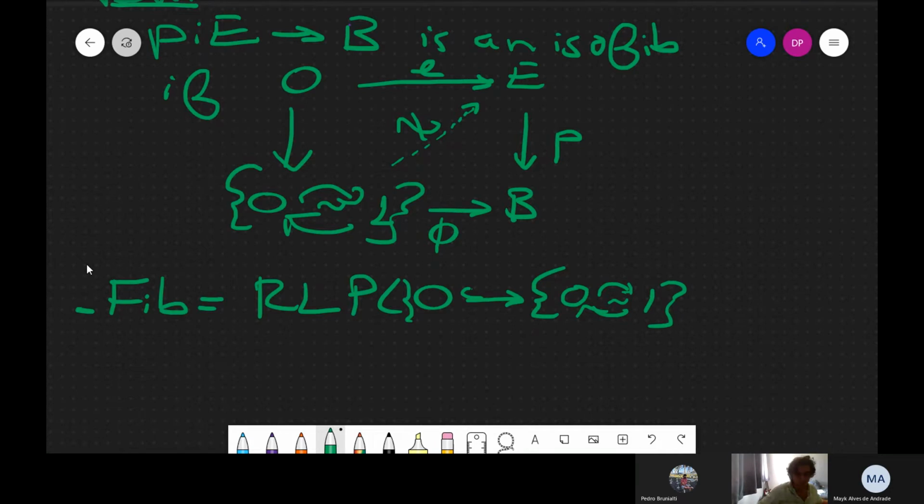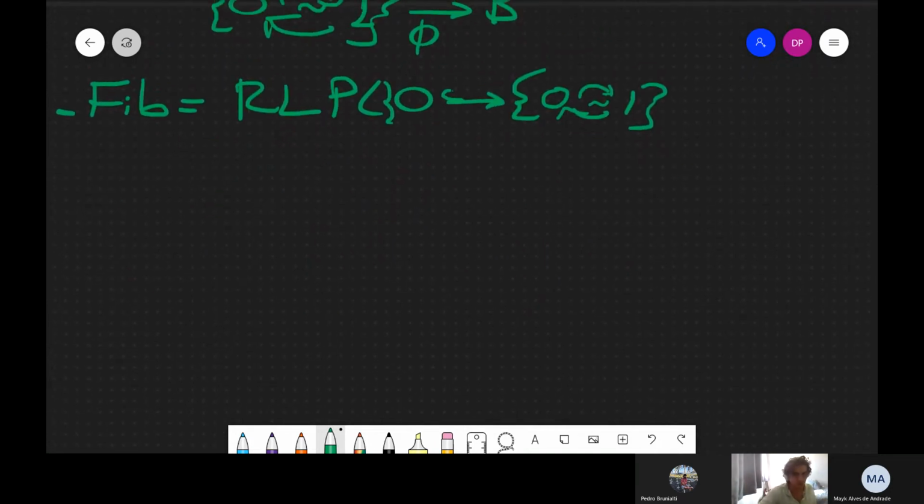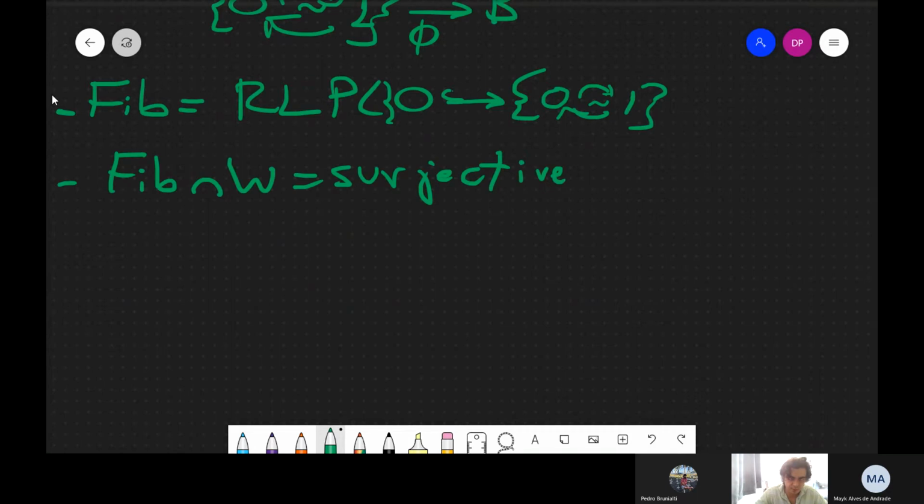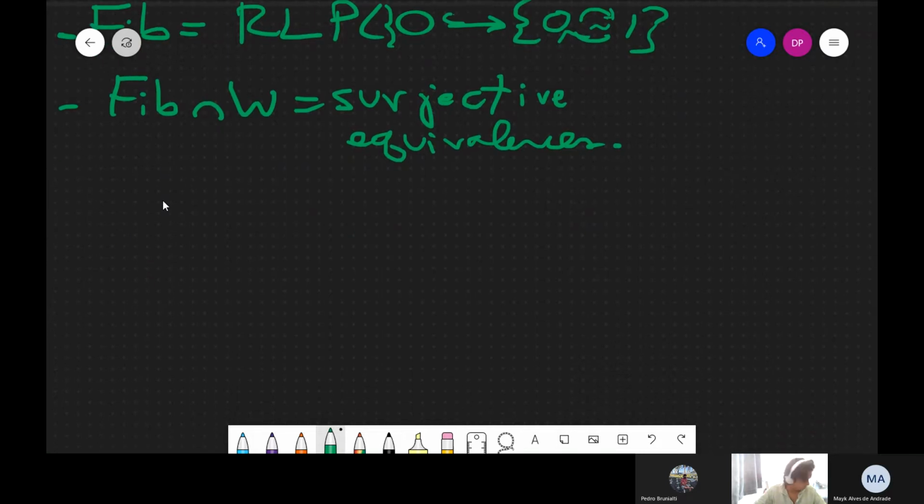Okay, so let's try to characterize also the trivial fibrations. I claim this is actually very weird, but what are these? These are fibrations which are equivalences. And I claim that these are surjective equivalences. Okay, for time reasons, I'm going to skip this. It's not hard to see. We can talk about this later.